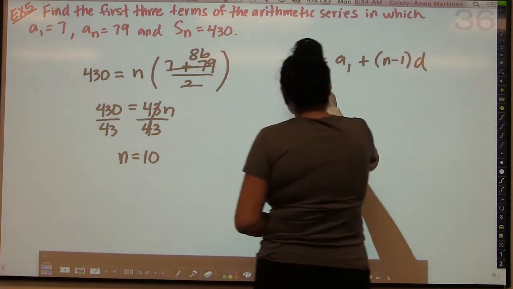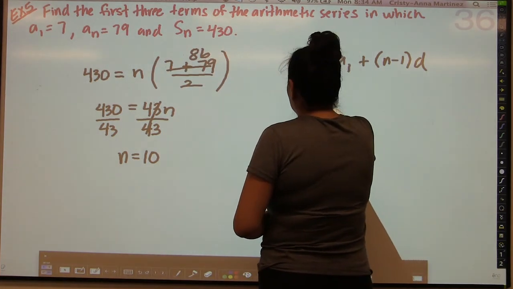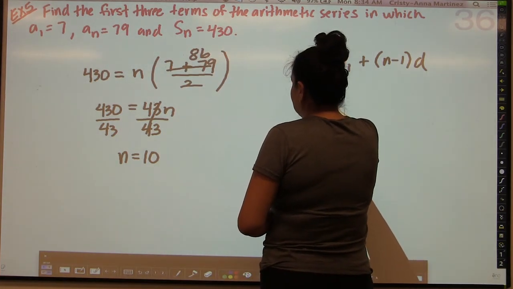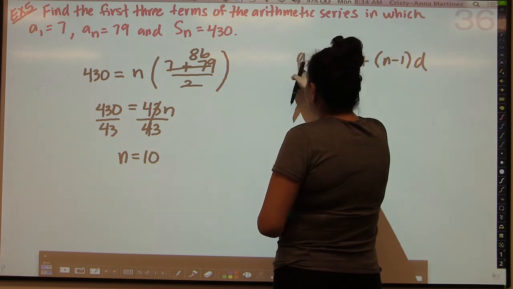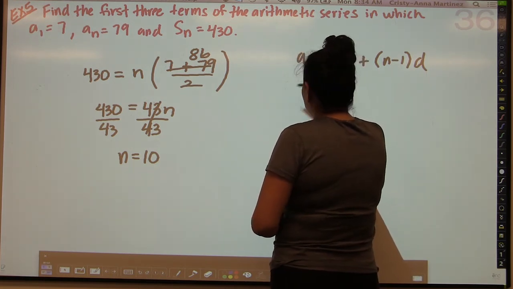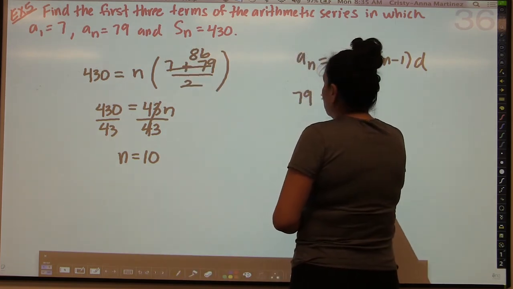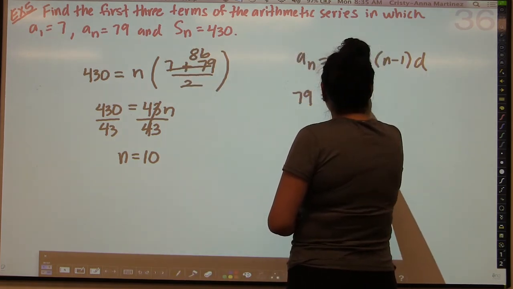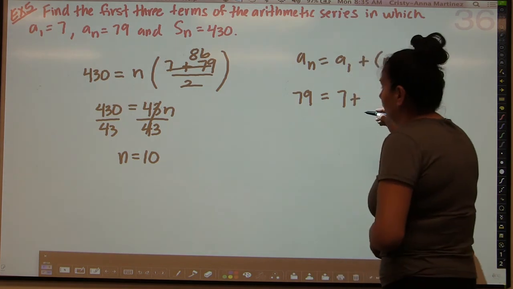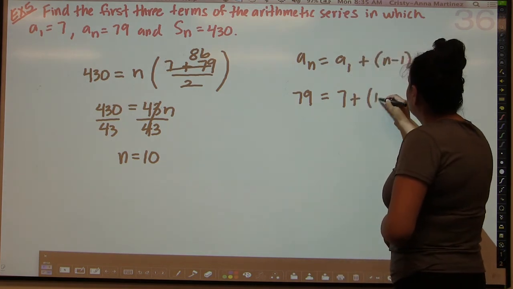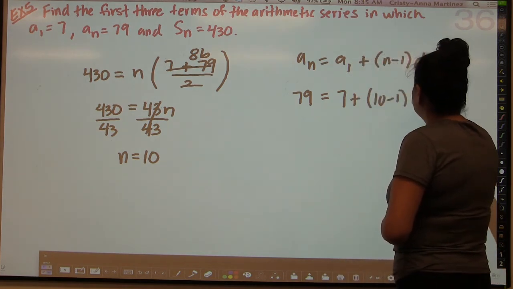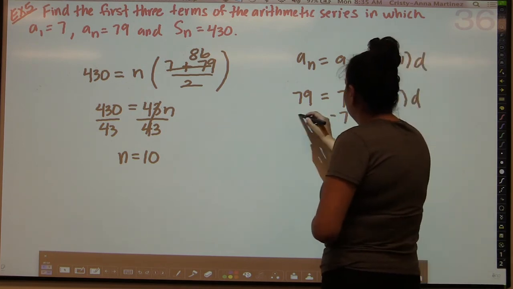So we're going to go ahead and come over here, and we know that n is 10, so now we can say that the value of the nth term is 79. We already knew that from previously. The value of the first term is 7. And now we know that the n value is 10. So 10 minus 1 times d. So we're going to move this 7 to the other side.